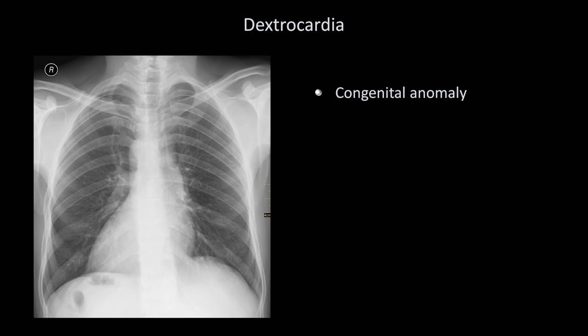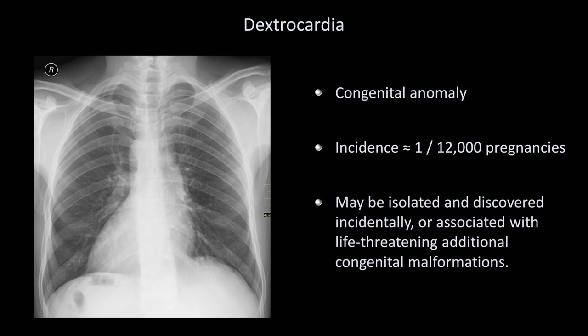This person has dextrocardia, which occurs when the heart loops around in the opposite direction as normal during early embryologic development. Its incidence is about 1 in 12,000 pregnancies. It may be isolated and discovered incidentally, or it can be associated with life-threatening additional congenital malformations.